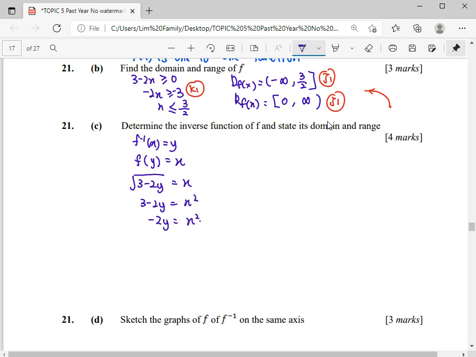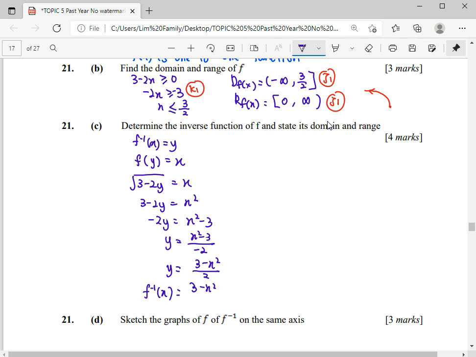And then move the 3 negative. And then move negative 2 here. It will become x squared minus 3 divided by negative 2. So I simplify the negative 2 here. The negative I will move up. For the numerator, it will be 3 minus x squared over 2. So this will be our inverse function.